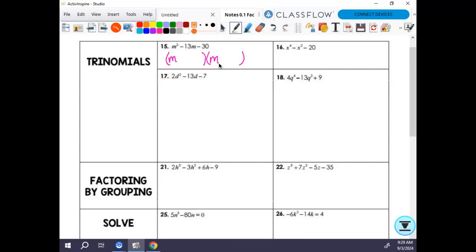And before I start worrying about numbers or anything else, I'm going to look at the signs, all right? This is negative. If your last term is negative, then your signs are opposite. That can truly help you figure out the other two numbers. Because now I need two numbers that multiply to give me a negative 30 and combine to give me a negative 13. Are they 3 and 10? No. What's negative 3 times negative 10?